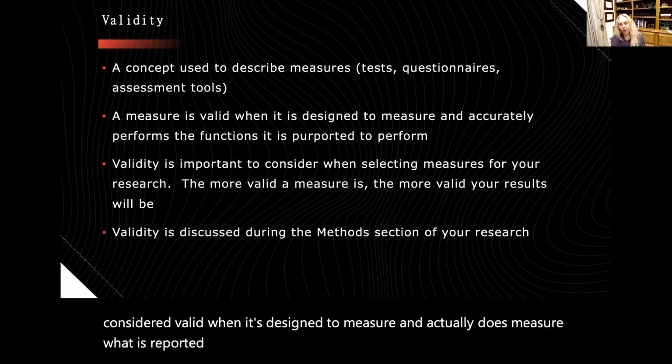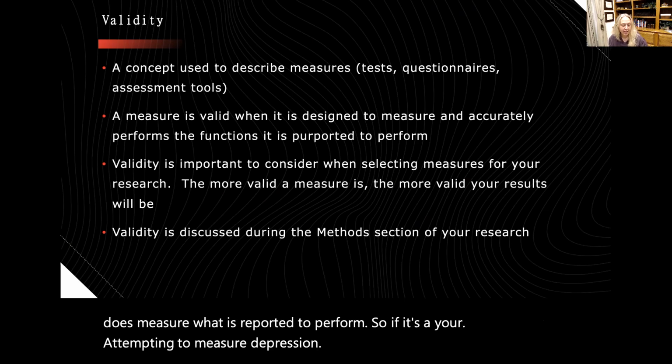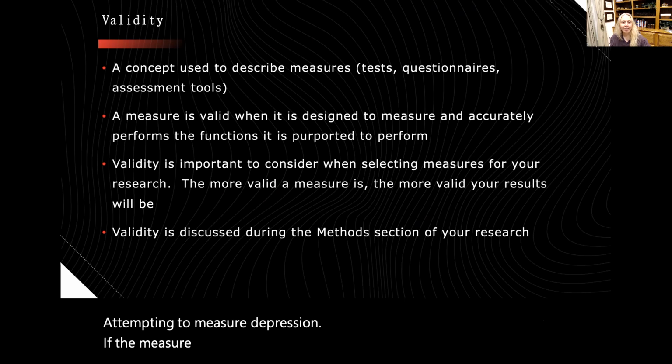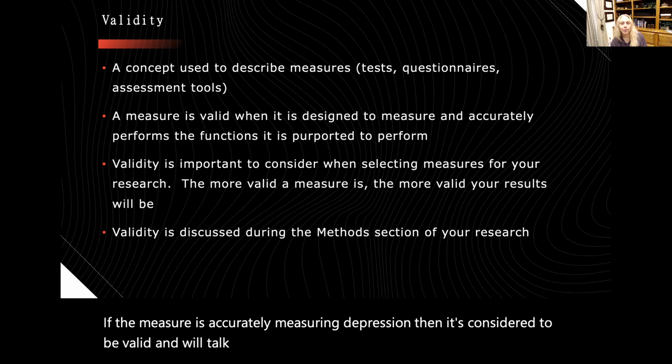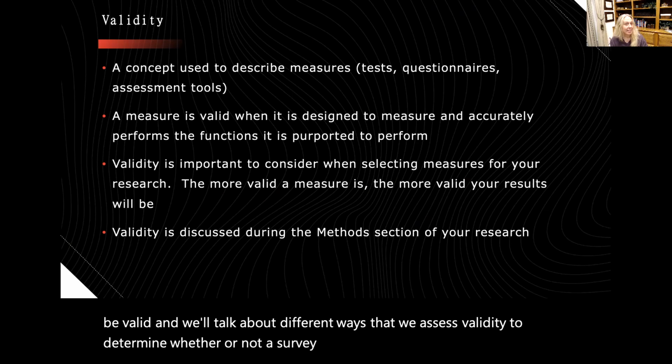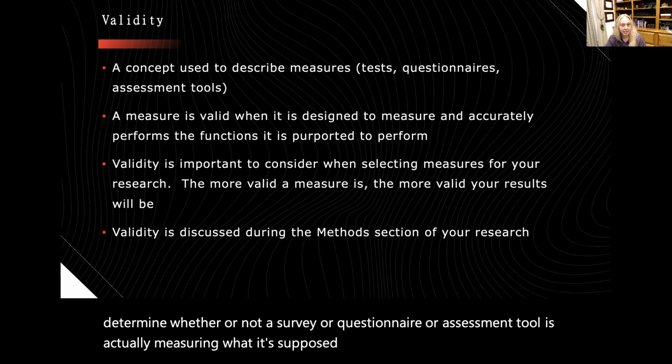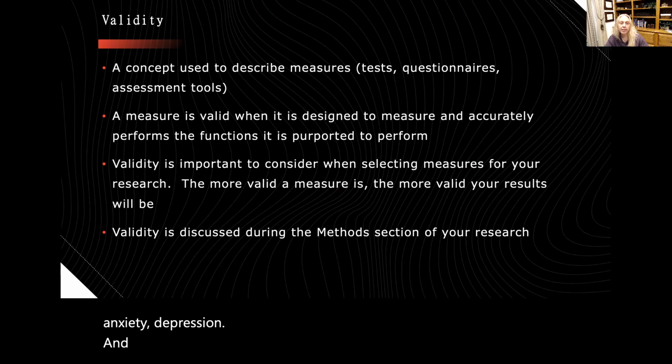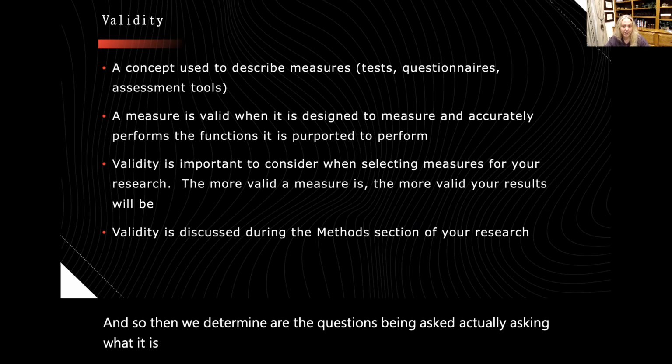A measure is considered valid when it's designed to measure, and actually does measure, what it's reported to perform. So say you're attempting to measure depression: if the measure is accurately measuring depression, then it's considered to be valid. We'll talk about different ways that we assess validity to determine whether a survey, questionnaire, or assessment tool is actually measuring what it's supposed to. So you come up with a concept, like anxiety or depression.